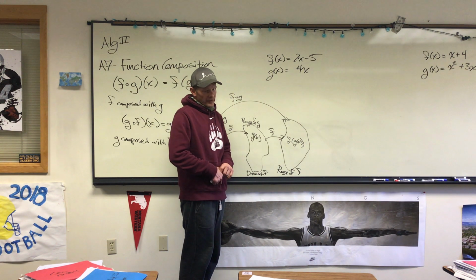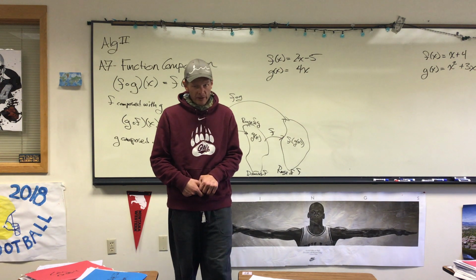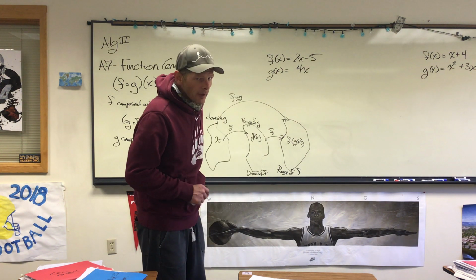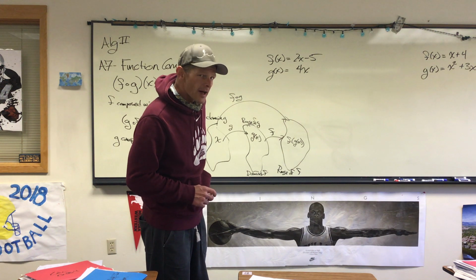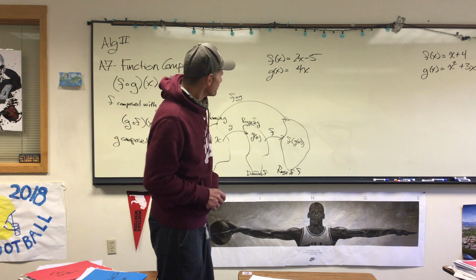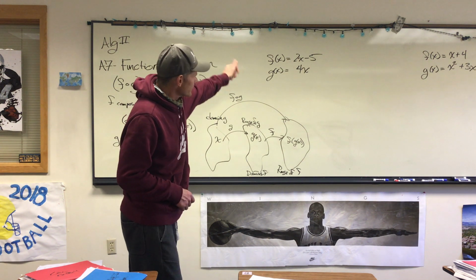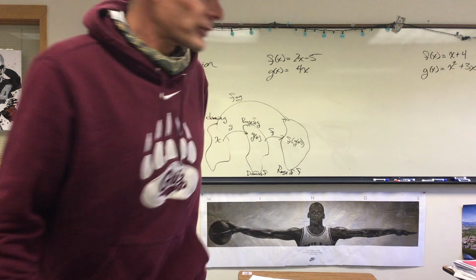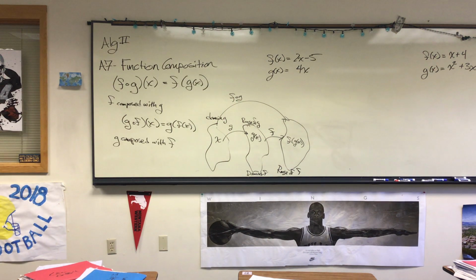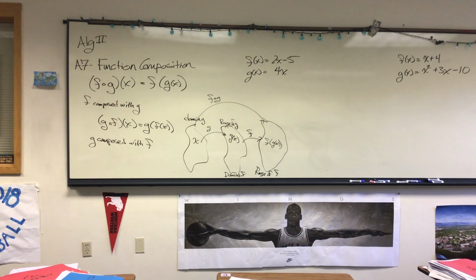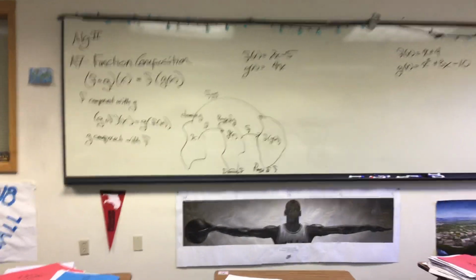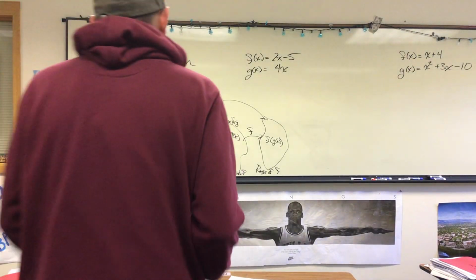On this assignment, I don't want you to worry about domain and range, even though it's going to say so. Let's not worry about that. Let's just worry about the algebra of what we're doing today. So, two functions. F of x equal to 2x minus 5, g of x equal to 4x. We are going to find f composed with g and g composed with f.